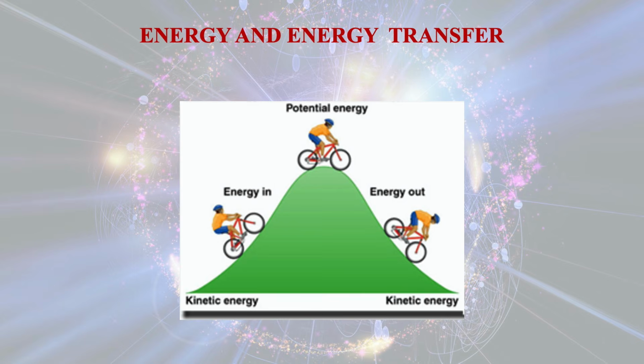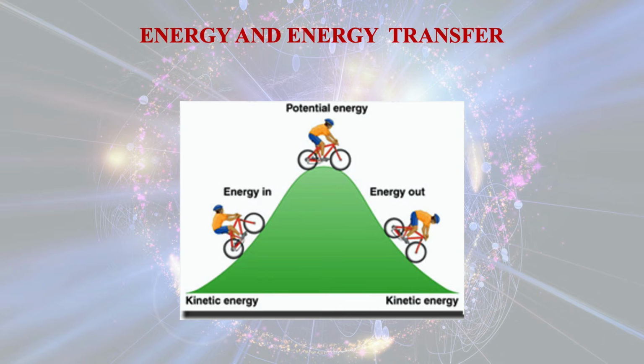Now here is a very nice example for the conversion of kinetic energy into potential energy. Say there is a small hilltop where a boy is cycling. Here you see that with a tremendous speed he is coming, and with that energy he is just reaching the top of the hill. Initially he was having kinetic energy, but when he is just reaching the top of the hill, its velocity is 0. That means the kinetic energy becomes 0.